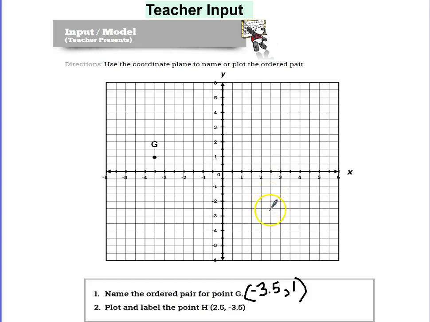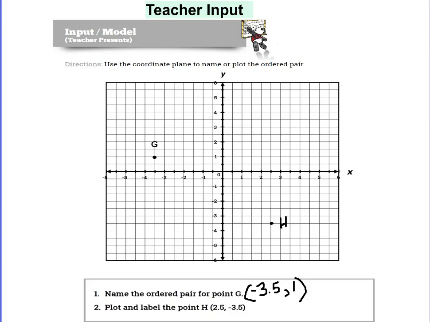Okay? So I see -3, I see -4, -3 5/10 needs to be right here. So I plotted the point, and now I'm going to label it H. And I'm going to double check just to make sure. I need 2 and 5/10. Here's 2 and 5/10. My y is a negative, so I'm going to go down 3 and 5/10. And yes, that is exactly correct.